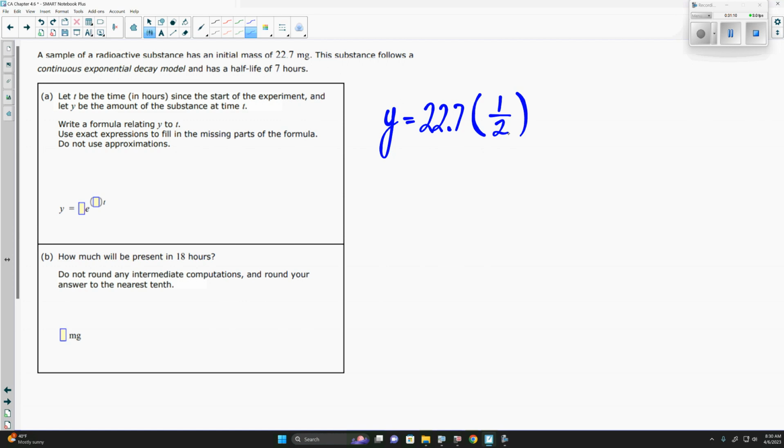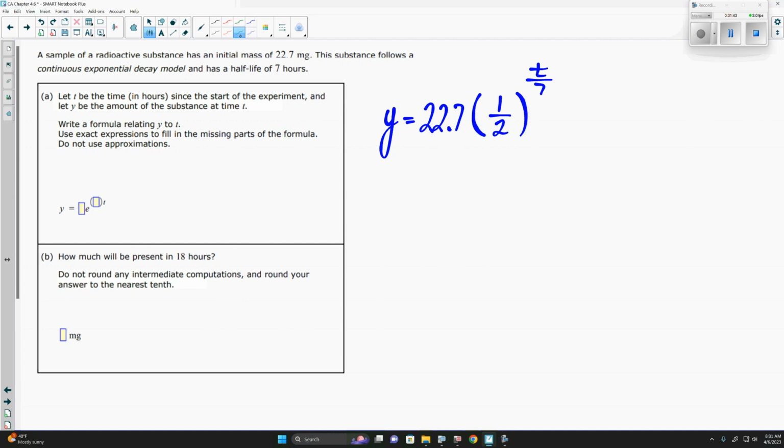To the t for time divided by whatever unit they give us. So they told us 7 hours, so we're going to do t over 7. For most of these here, I would start out with the original problem, and especially with this one with half-life. So we'll have our initial starting amount times 1/2 to the time divided by whatever time they gave us of the half-life amount.